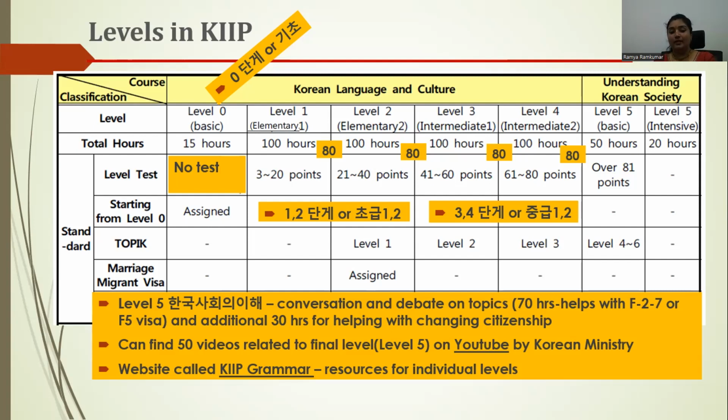If you acquire 20 points, then you are eligible to straight away hop to level 1 in KIIP. For example, if you have 80 points, then you are qualified to go to level 4 also. So that is the importance of the level test.